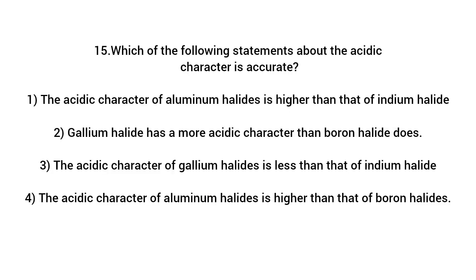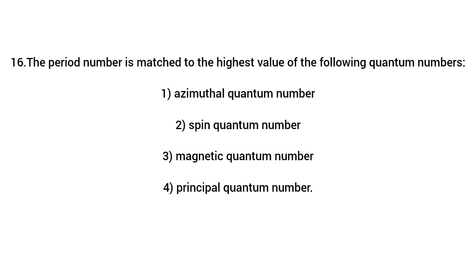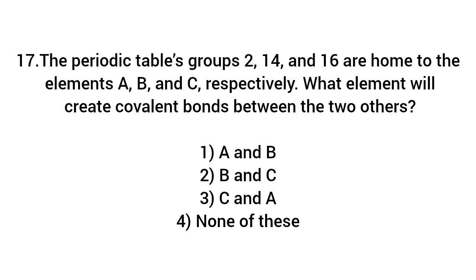Which of the following statement about the acidic character is accurate? And the correct option is option first. The period number is matched to the highest value of the following quantum numbers, and the correct option is option fourth. The periodic table group 2, 14 and 16 are home to the element A, B, C respectively.